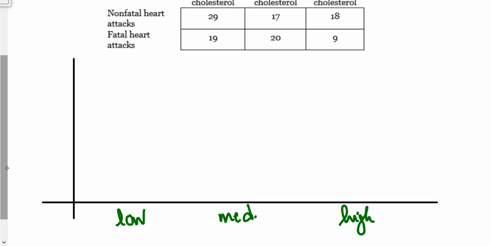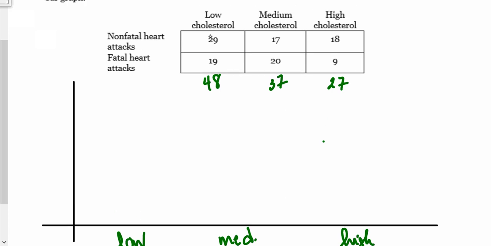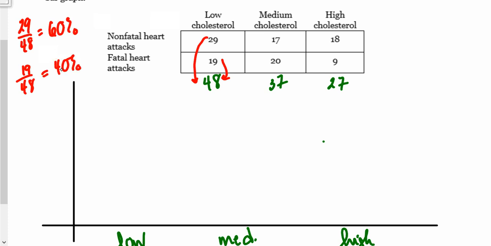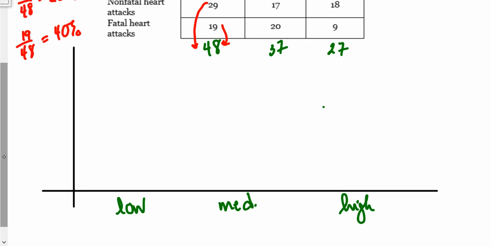So to figure that out, I have to go back up to my chart. I need to get these totals again. And then within each of these groups, I'm going to determine what percent I have for each kind of heart attack. So for example, I need to do 29 over 48 and 19 over 48. 29 over 48 is about 60%. And 19 over 48 is about 40%. So within my first bar, that's going to be my split.